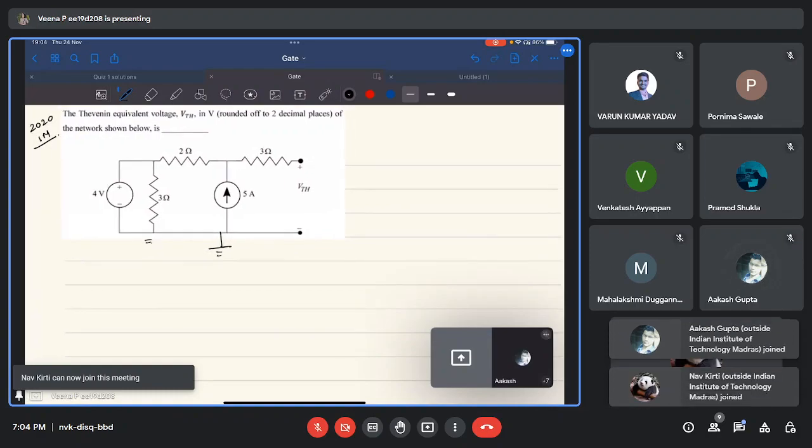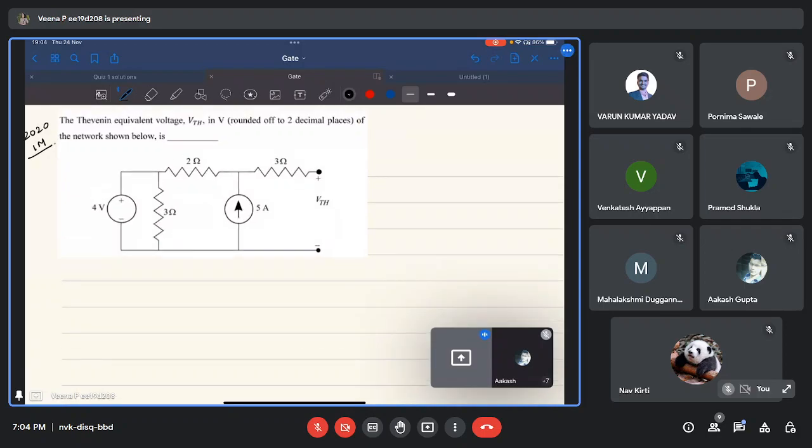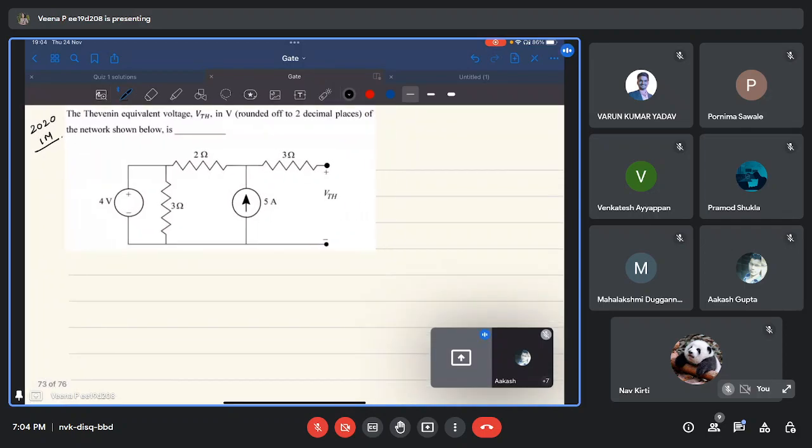Yes, ma'am. So the first question is, the Thevenin equivalent voltage VTH in volts, rounded off to 2 decimal places, of the network shown below is. So this is a networks problem, which is very simple. Whenever such problems are asked, it is better to redraw the circuit on your paper. And the first step is you have to assume a ground potential at one terminal.